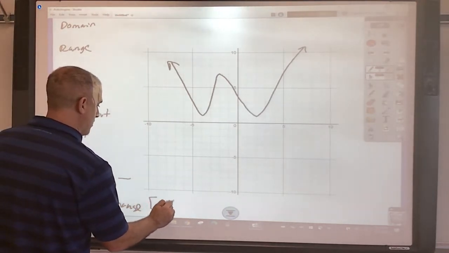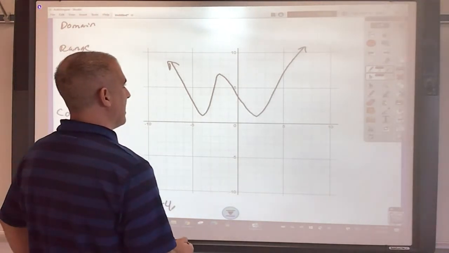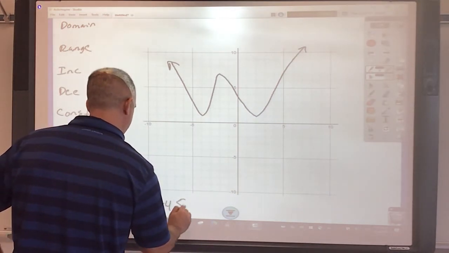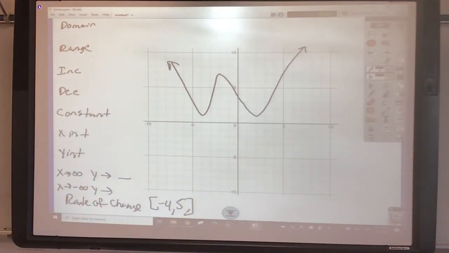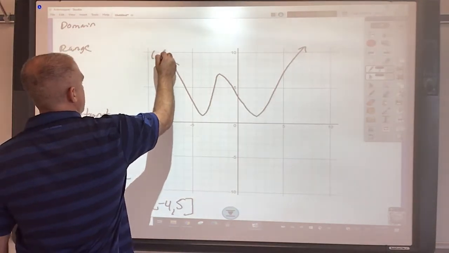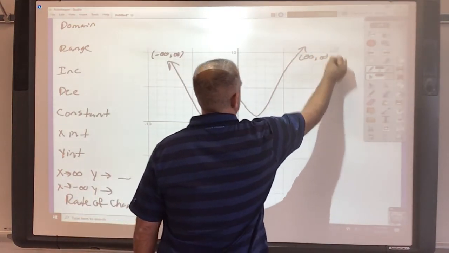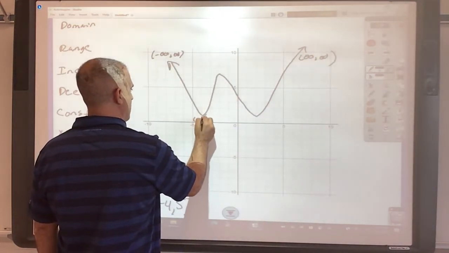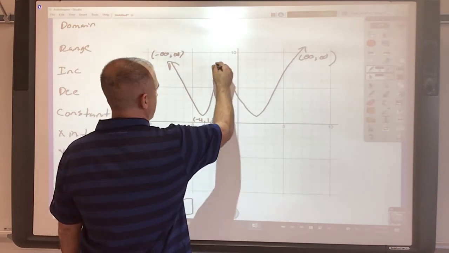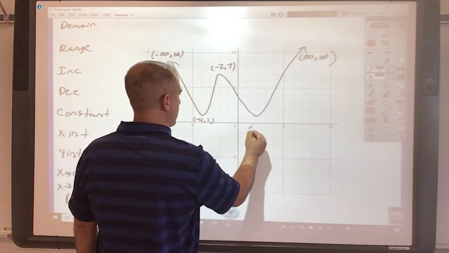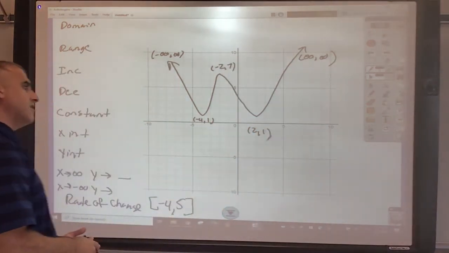between -4 and 5. Okay? Now, to a certain degree, nothing changes here. This arrow, negative, positive. This is a positive, positive arrow. This would be -4, 1. This would be -2, 7. This would be 2, 1. And that would be good enough.